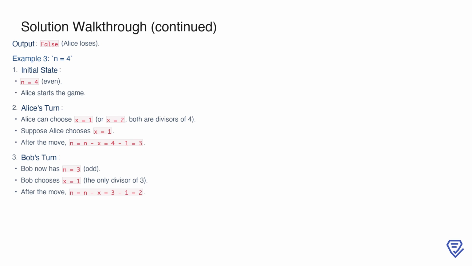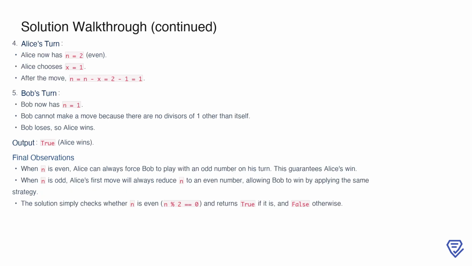Now Bob takes his turn with n equals 3, an odd number. The only valid move for Bob is to pick x equals 1, which reduces n to 3 - 1 equals 2. At this point, the game continues with Alice having n equals 2, which is even. With n equals 2 on Alice's turn, she can choose x equals 1, reducing n to 2 - 1 equals 1.